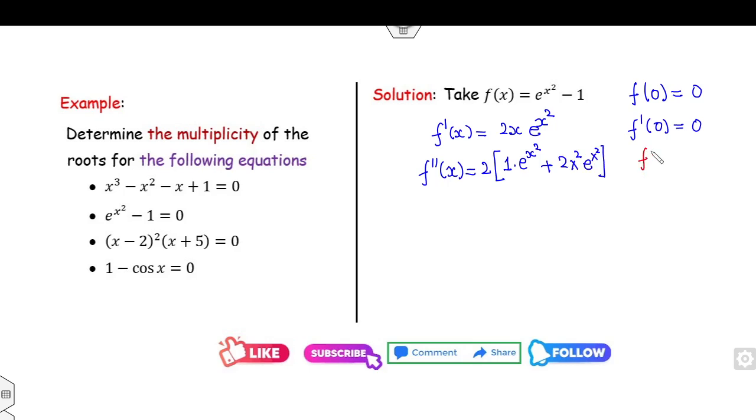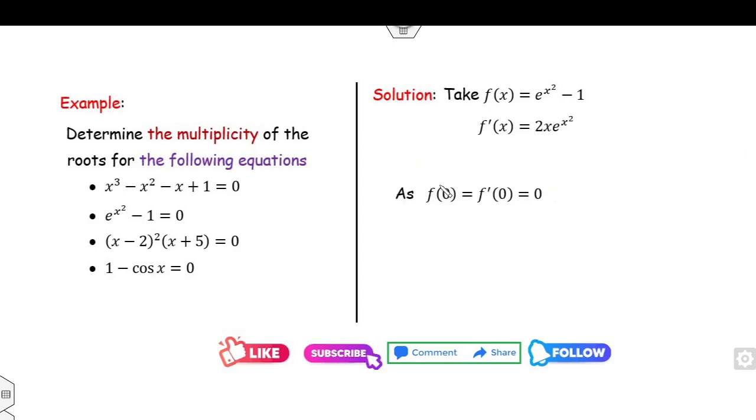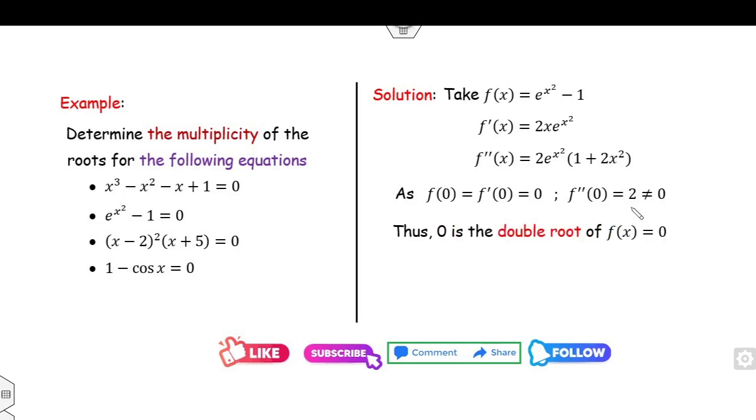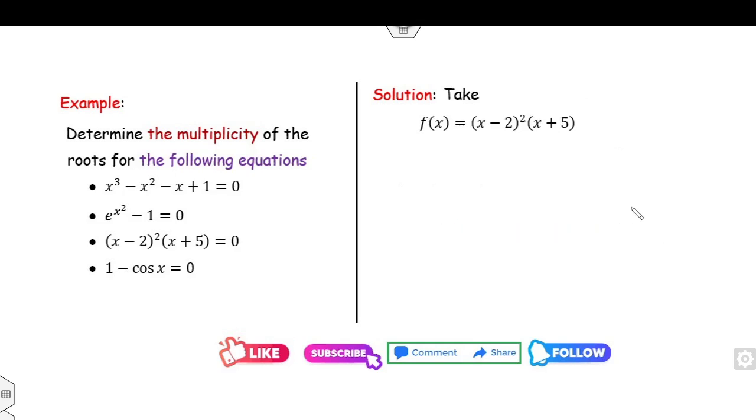Now clearly, what is the value of f double dash of 0? This number is 0, which is 2, and hence it's non-zero. So there is no need to compute the third derivative. Now what is the meaning of that? The second derivative is non-zero. That means x equal to 0 is my root having multiplicity 2, or you can say it's a double root.